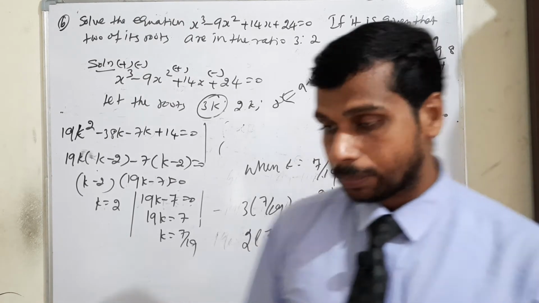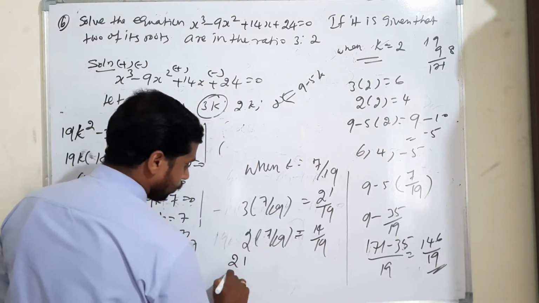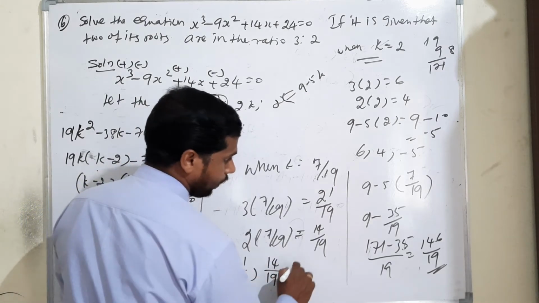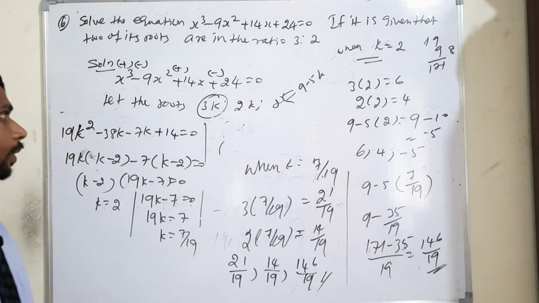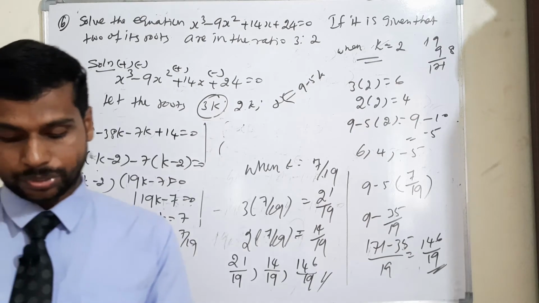Therefore second part, when k is equal to 7 by 19 means what are the answer? First one 21 by 19. Second one 14 by 19. Third one 146 by 19. This is second part answer. Okay, this is the answer for question number 6. Okay, I will continue the next question.